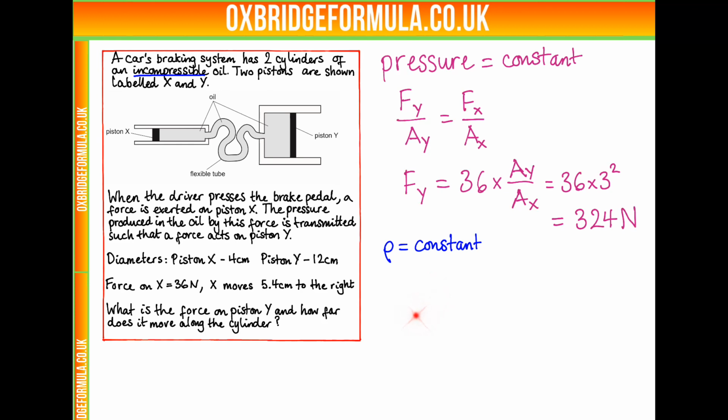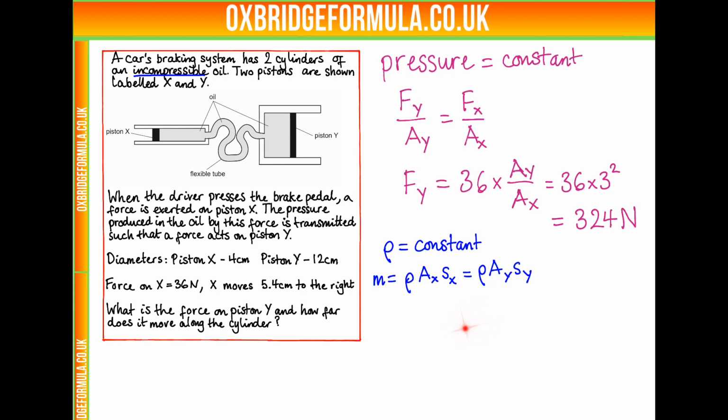Well, when we push piston X in, then piston Y will push out, and so the same amount of mass must push out. So this mass is density times the area times the distance moved. And this should be equal, if we're pushing in a certain amount of mass, to the amount of mass that's pushing out piston Y.